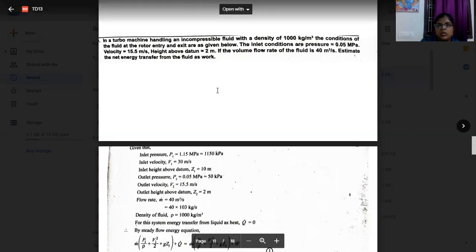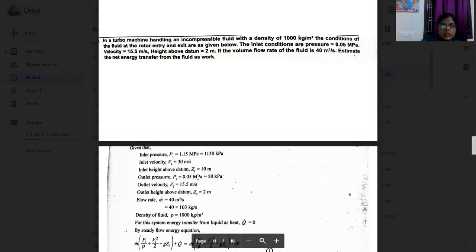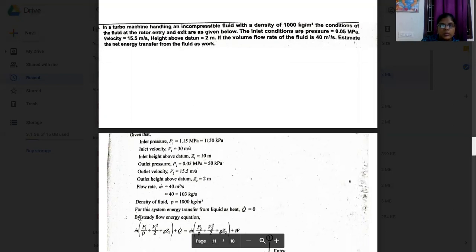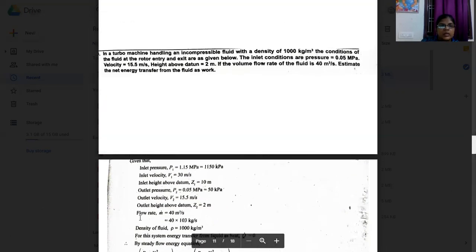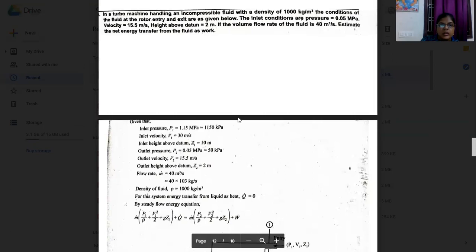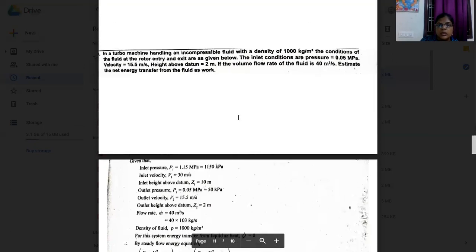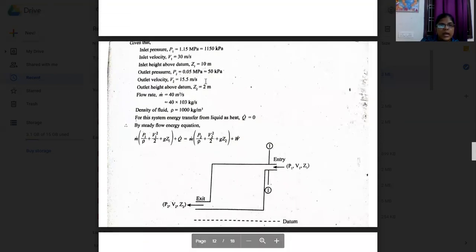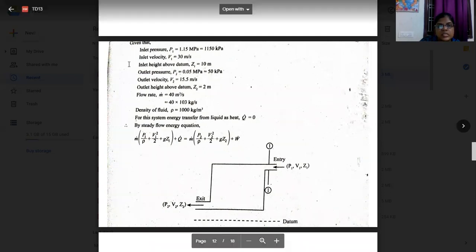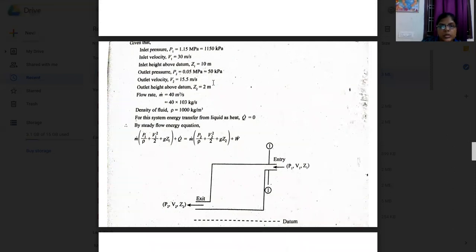Here some values are given wrong, so take these values only. Pressure is 1.15, velocity is 30 meter per second, and the inlet height above the datum is 2 meters as given. Some data is missing, so take this data and solve the problem. So our Z1 value is 10 meters at inlet, and the terms given are Z1 and P2. Some data is wrong, so take this data and do the problem. So P2 is 0.05.